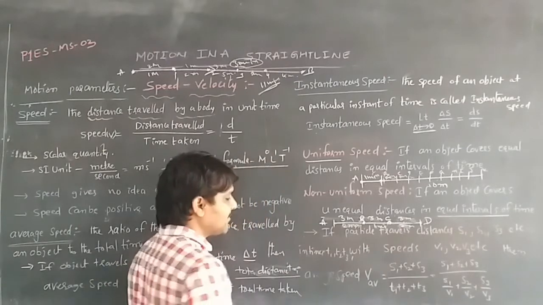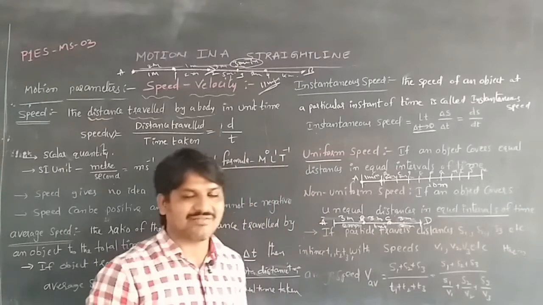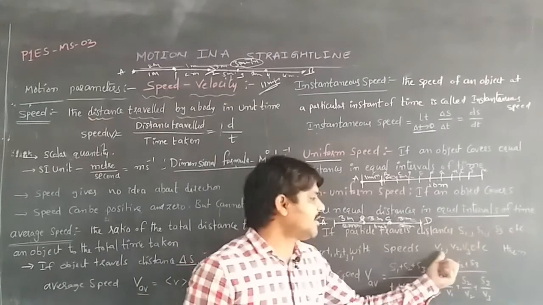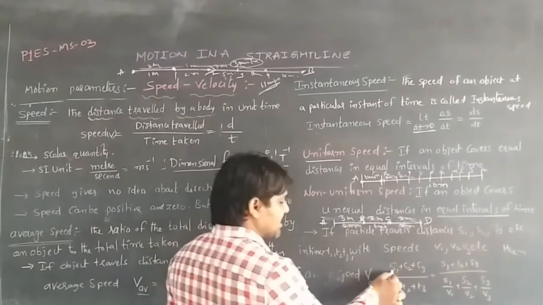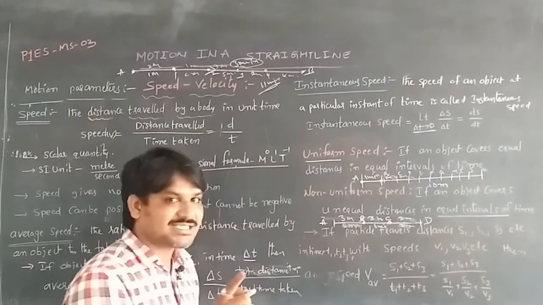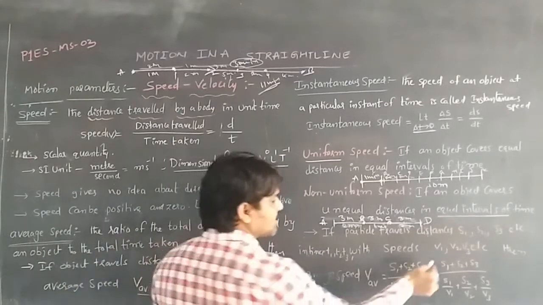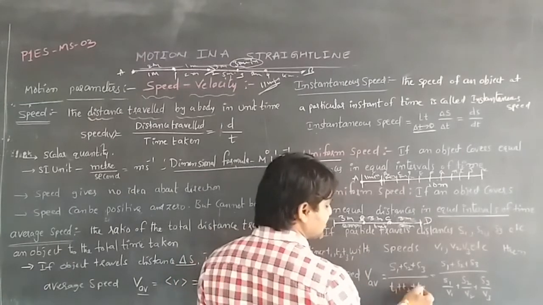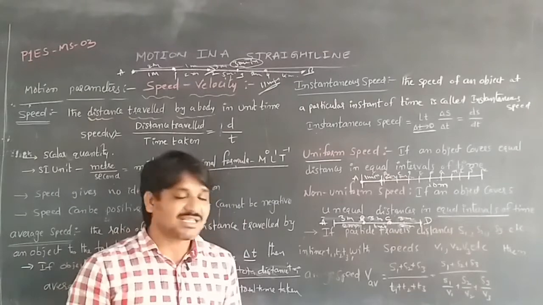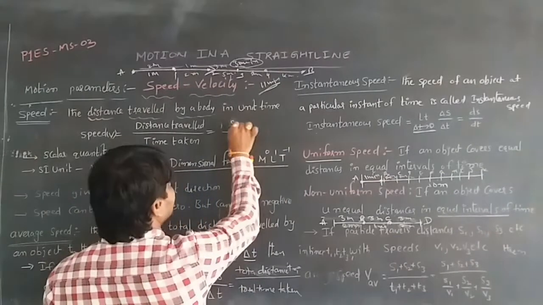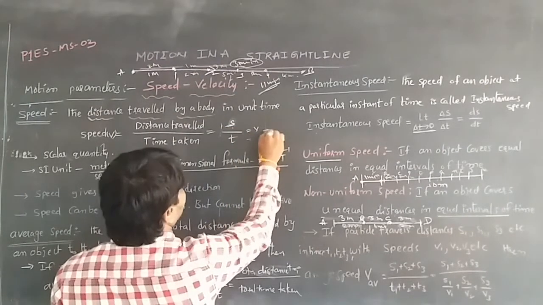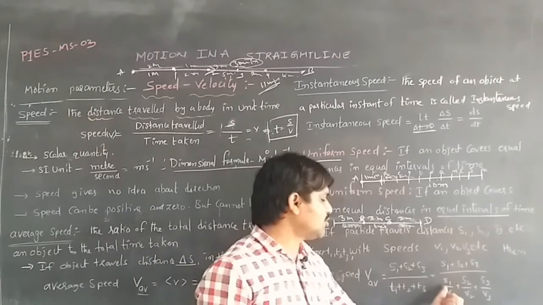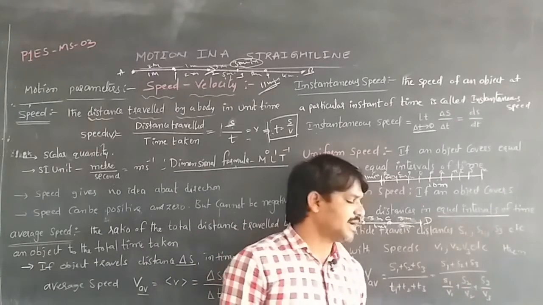Non-uniform speed. In this case, if a body or particle travels distances s1, s2, s3 within times t1, t2, t3 with speeds v1, v2, v3, then the average speed will be s1 plus s2 plus s3 by the total time, that is t1 plus t2 plus t3. The total distance is s1 plus s2 plus s3. But we know from the equation that velocity v is equal to d by t, or s by t. Distance s by t is equal to v, so we can write t is equal to s by v. From that we can write t1 is equal to s1 by v1, t2 is equal to s2 by v2, t3 is equal to s3 by v3.